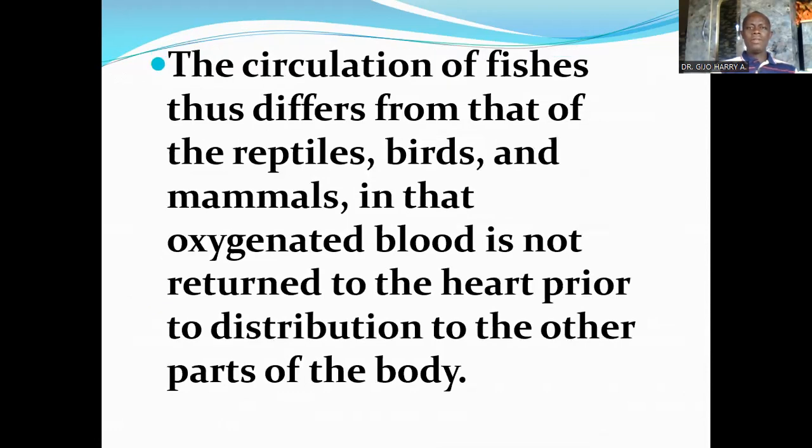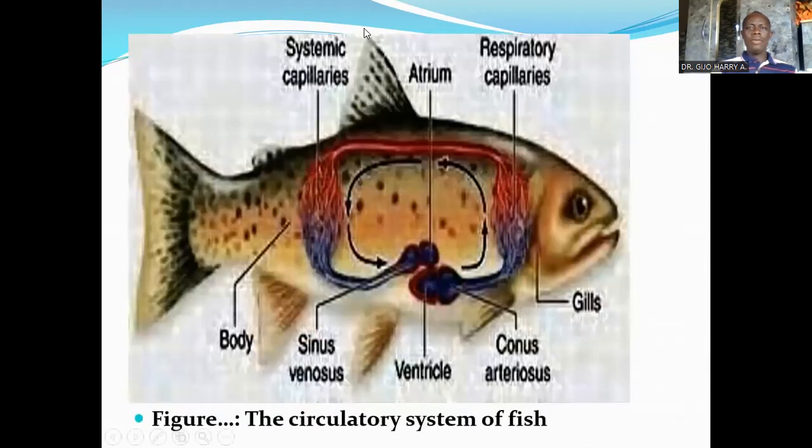The circulation of fishes thus differs from that of reptiles, birds, and mammals, in that oxygenated blood is not returned to the heart prior to distribution to the other parts of the body. So we want to now look at how blood is being circulated.